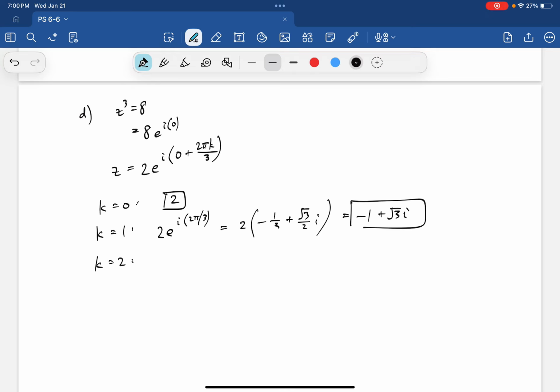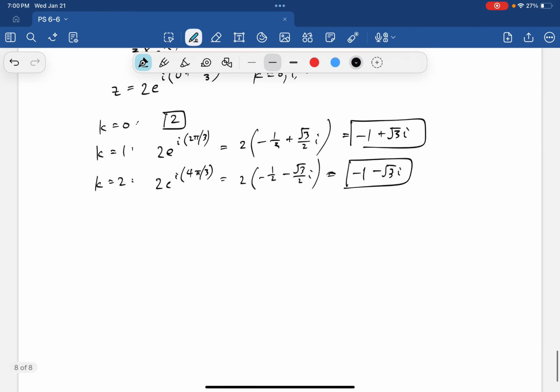k equals 2. All right, hopefully that's all correct and there are no typos.